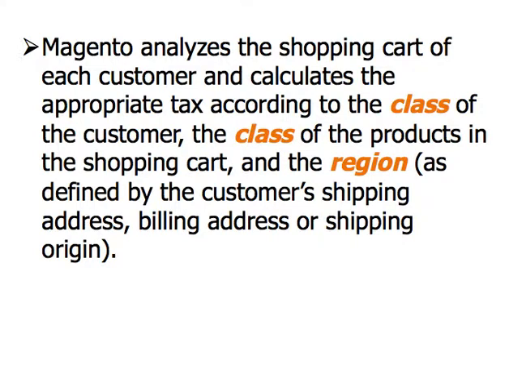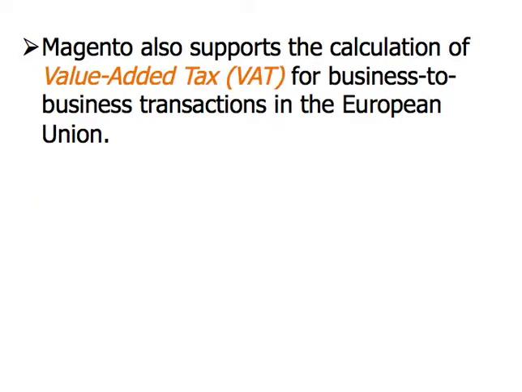Magento analyzes the shopping cart of each customer and calculates the appropriate tax according to the class of the customer, the class of the products in the shopping cart, and the region as defined by the customer's shipping address, billing address, or shipping origin. Magento also supports the calculation of the value-added tax, or the good old VAT, for business-to-business transactions in the European Union. So if you're over in Europe and you have to account for this, Magento will facilitate that and make it easy on you. So that's good news.